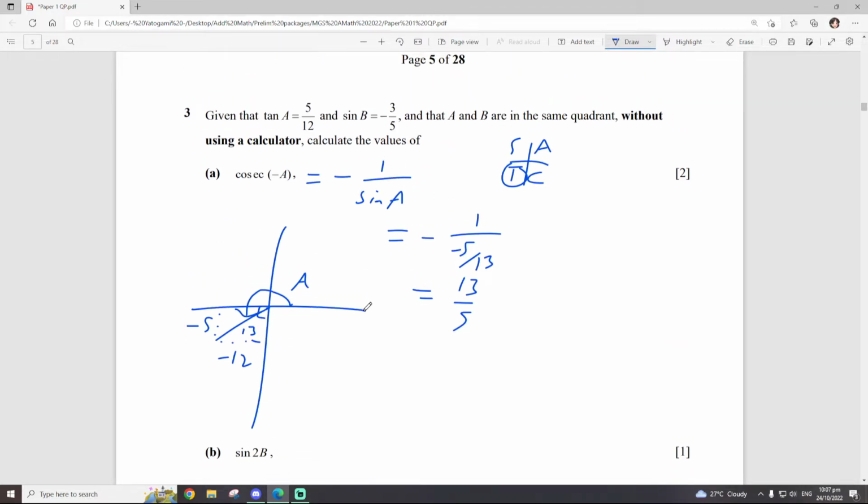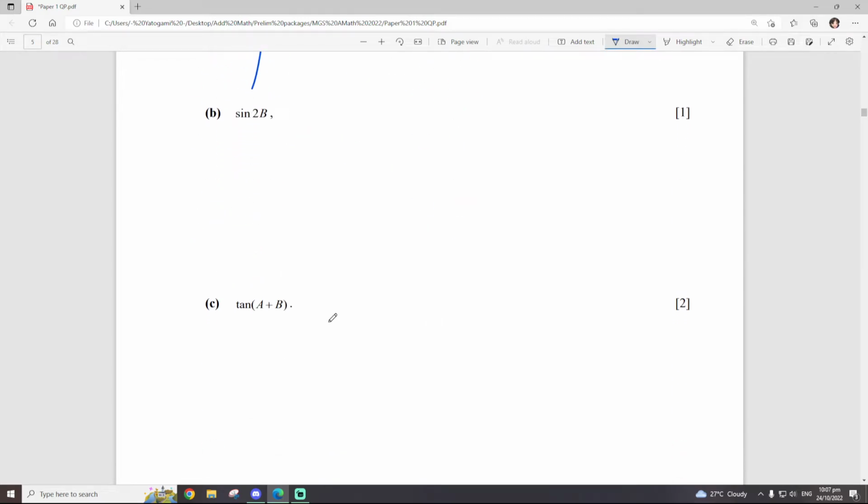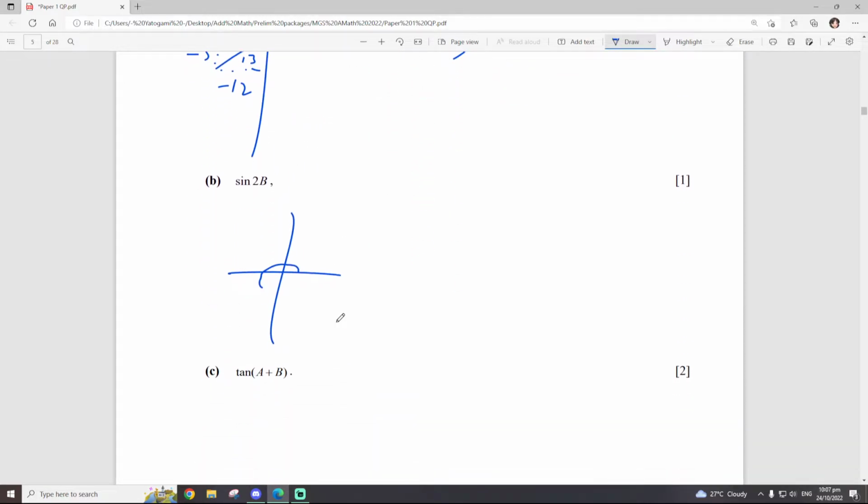Sine 2B, okay, how do we find this? So for this one, A and B are in the same quadrant, so sine B is negative 3 over 5. So what does that look like? So this is B, this is the right angle. Actually, no, this is the right angle. This is 5, this is negative 3, and this is negative 4. Okay, so we can see that cosine B is negative 4 over 5.